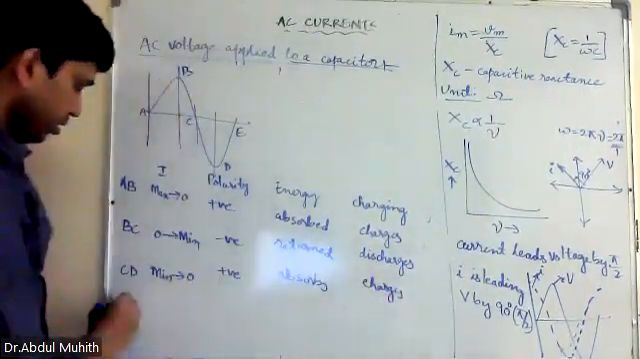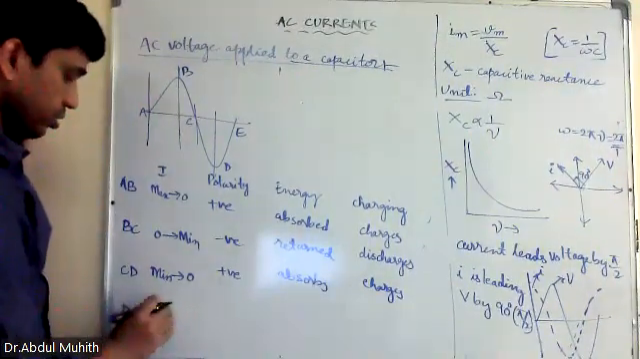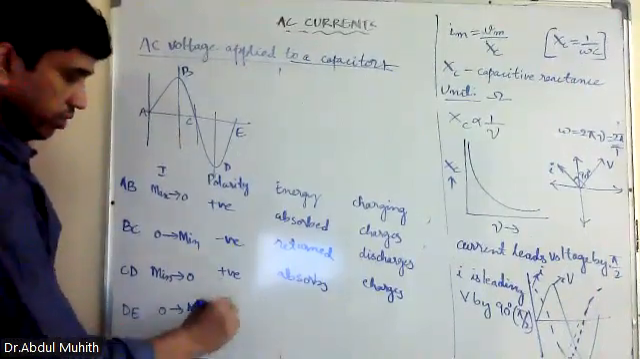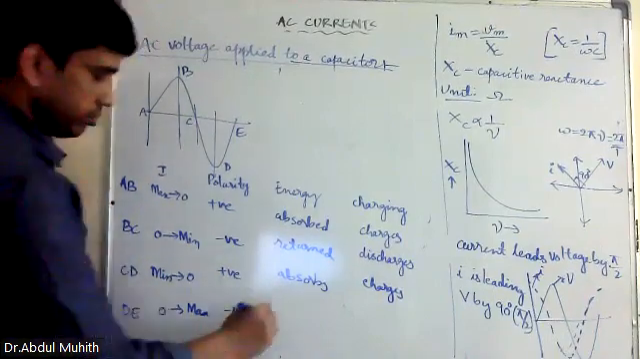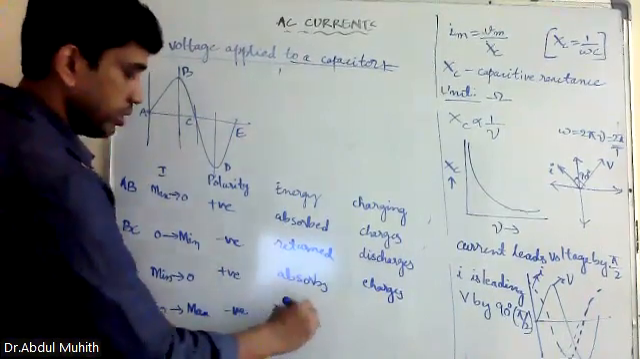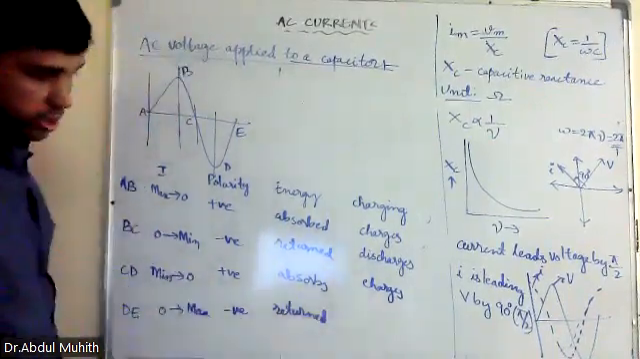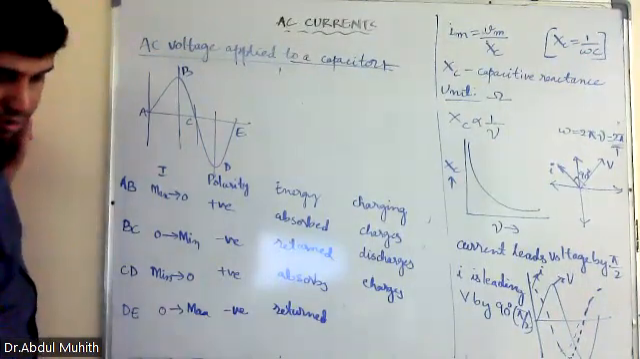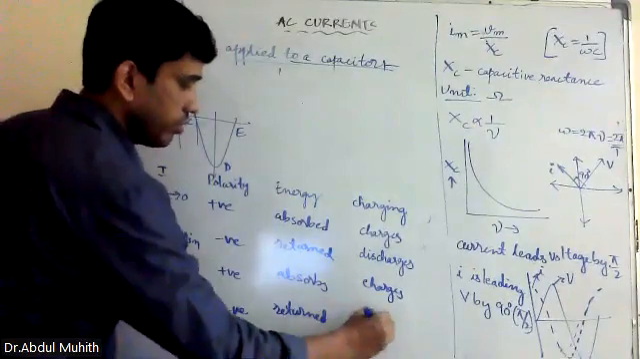Then the next one is D to E. 0 to maximum. Here again it is negative. Energy is again returned. Then it discharges. Again, 0 to max, it discharges. This is the way it happens.